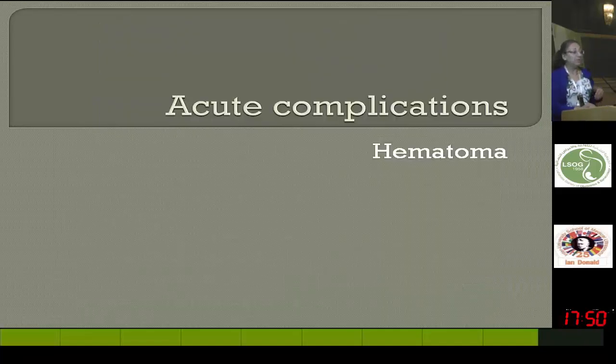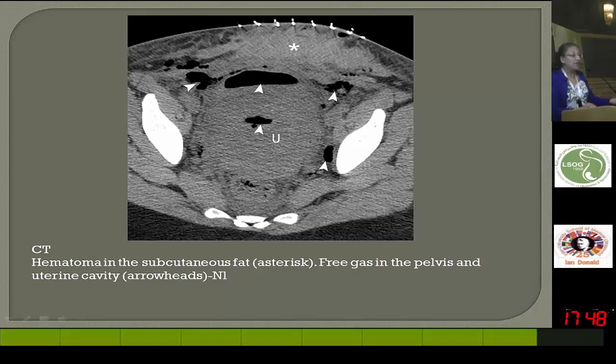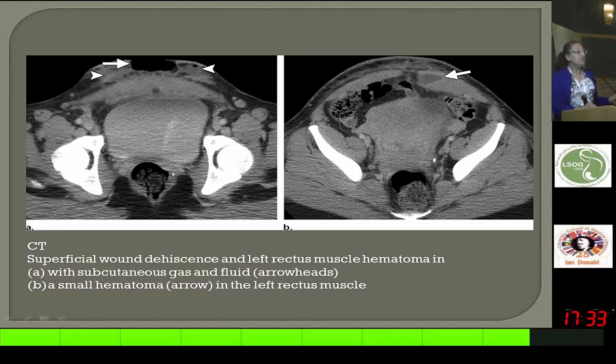Hematomas can develop in the scar and can be at different levels. This is a subcutaneous hematoma. Sometimes you can see gas in the bladder, in the pelvis, and within the uterus. This is normal because we often have all of these images before. This is a scar with a subcutaneous hematoma, and it's superficial because it is above the rectus muscle. So always look for the rectus muscle to differentiate the different types of hematomas that you see.